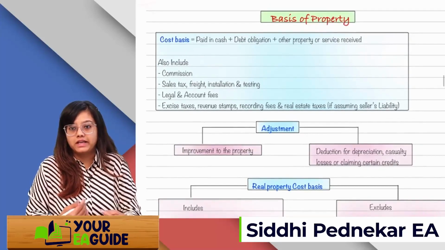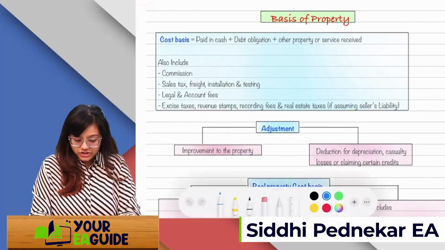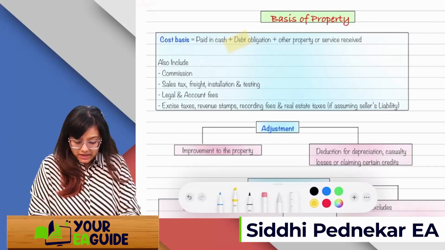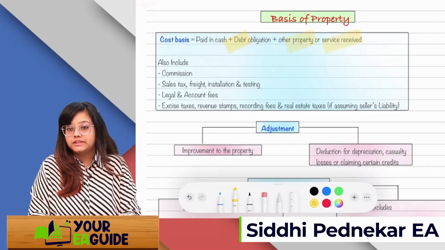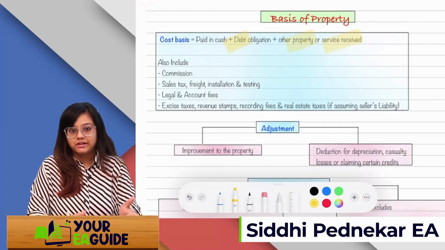Whatever we have paid in cash while acquiring the property, plus debt obligation, if any, on that particular property, plus any other property or services which is received while acquiring the property. That is our cost basis, right?